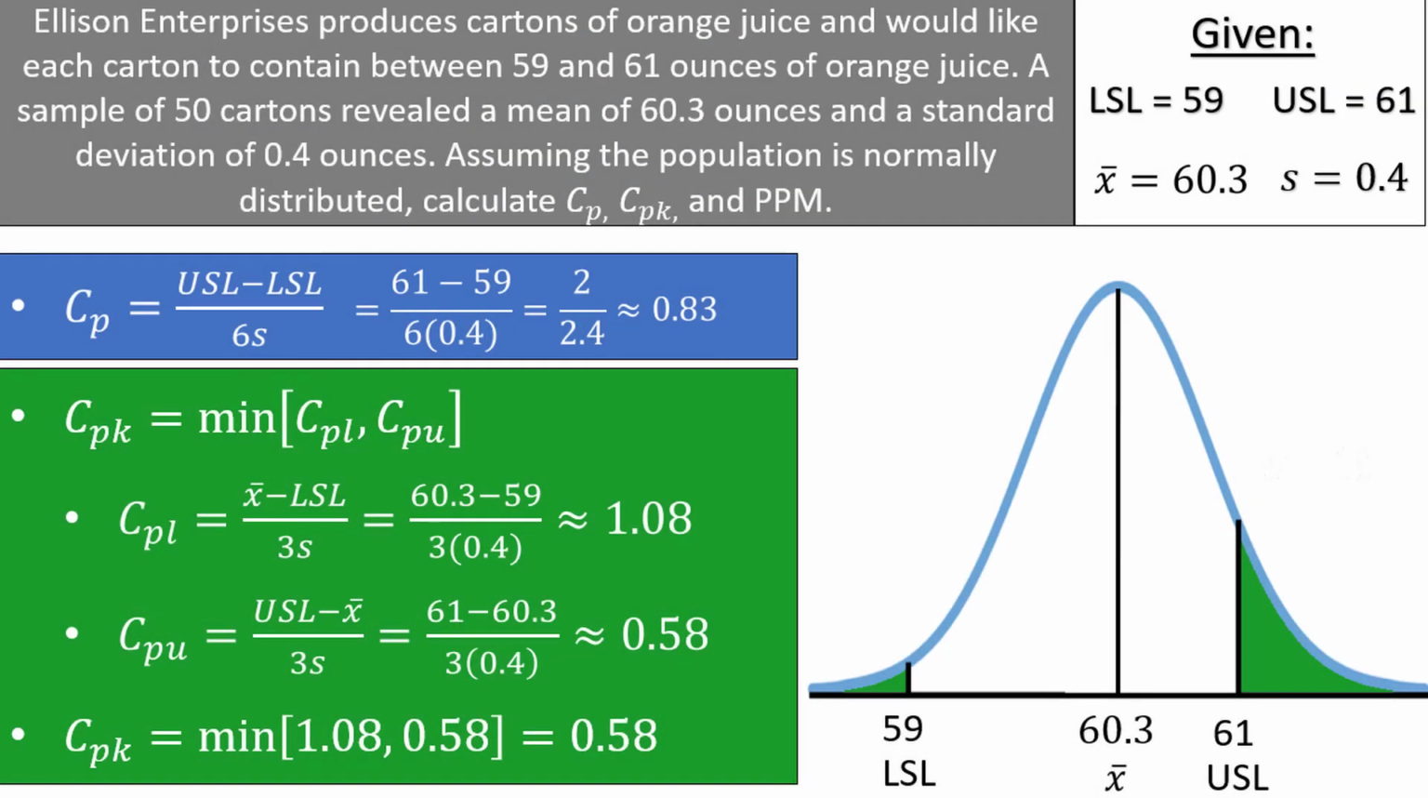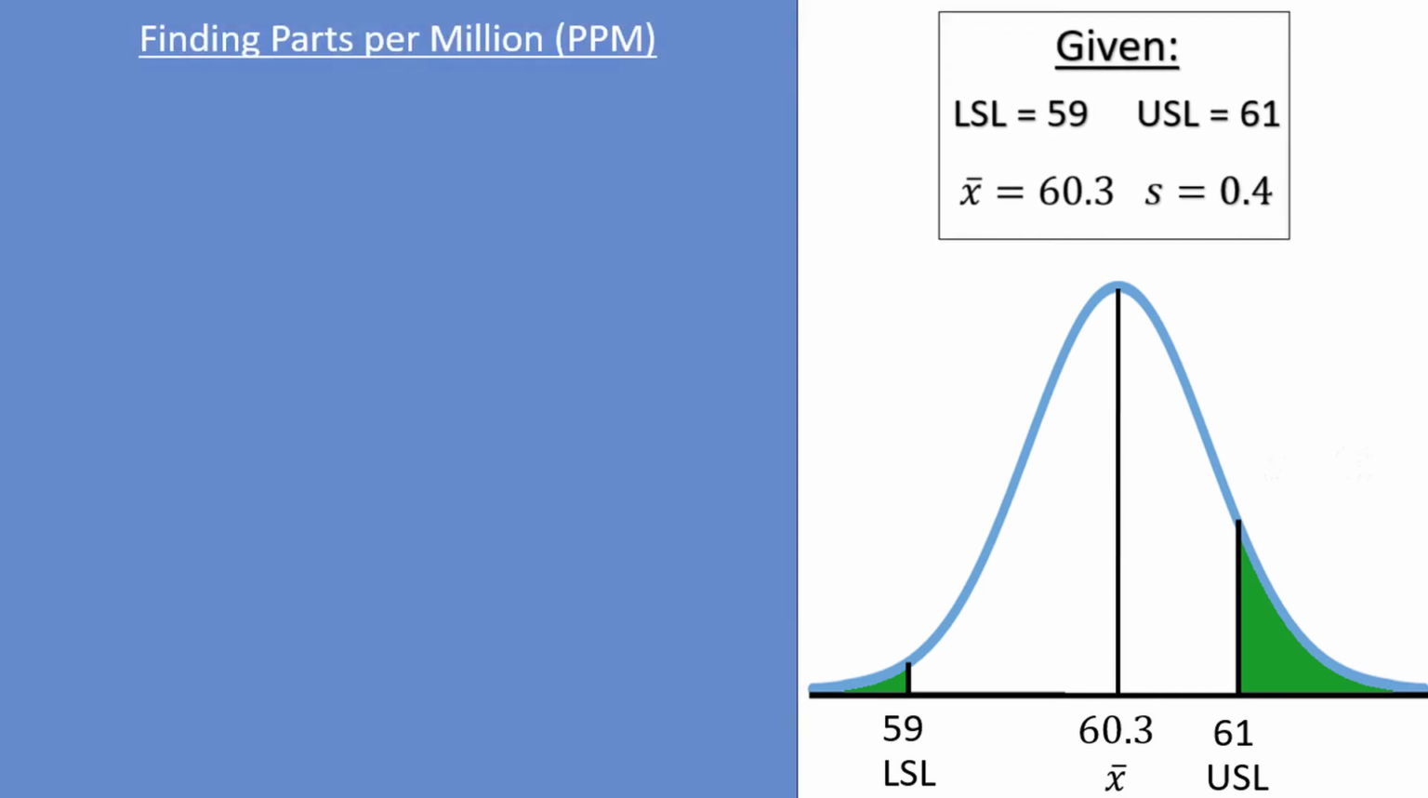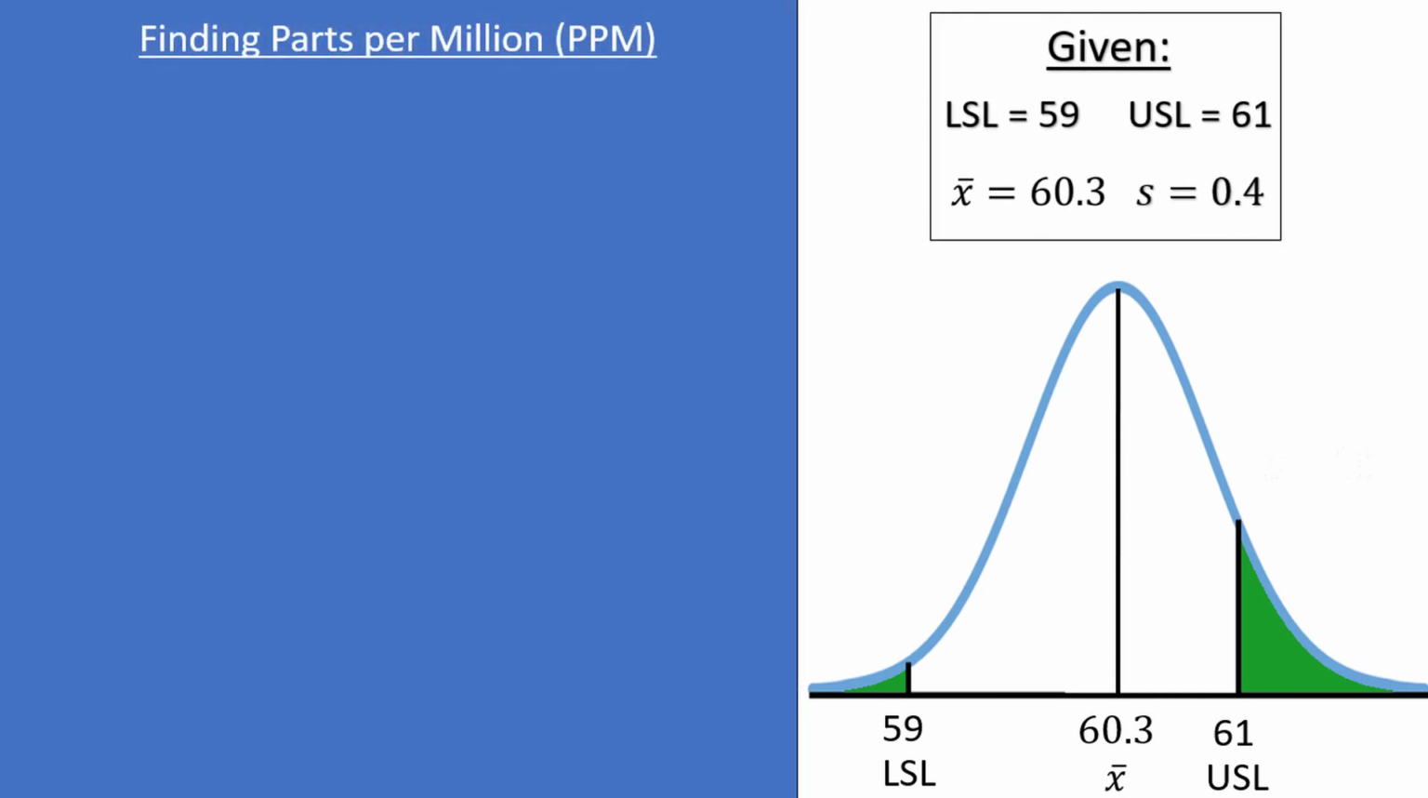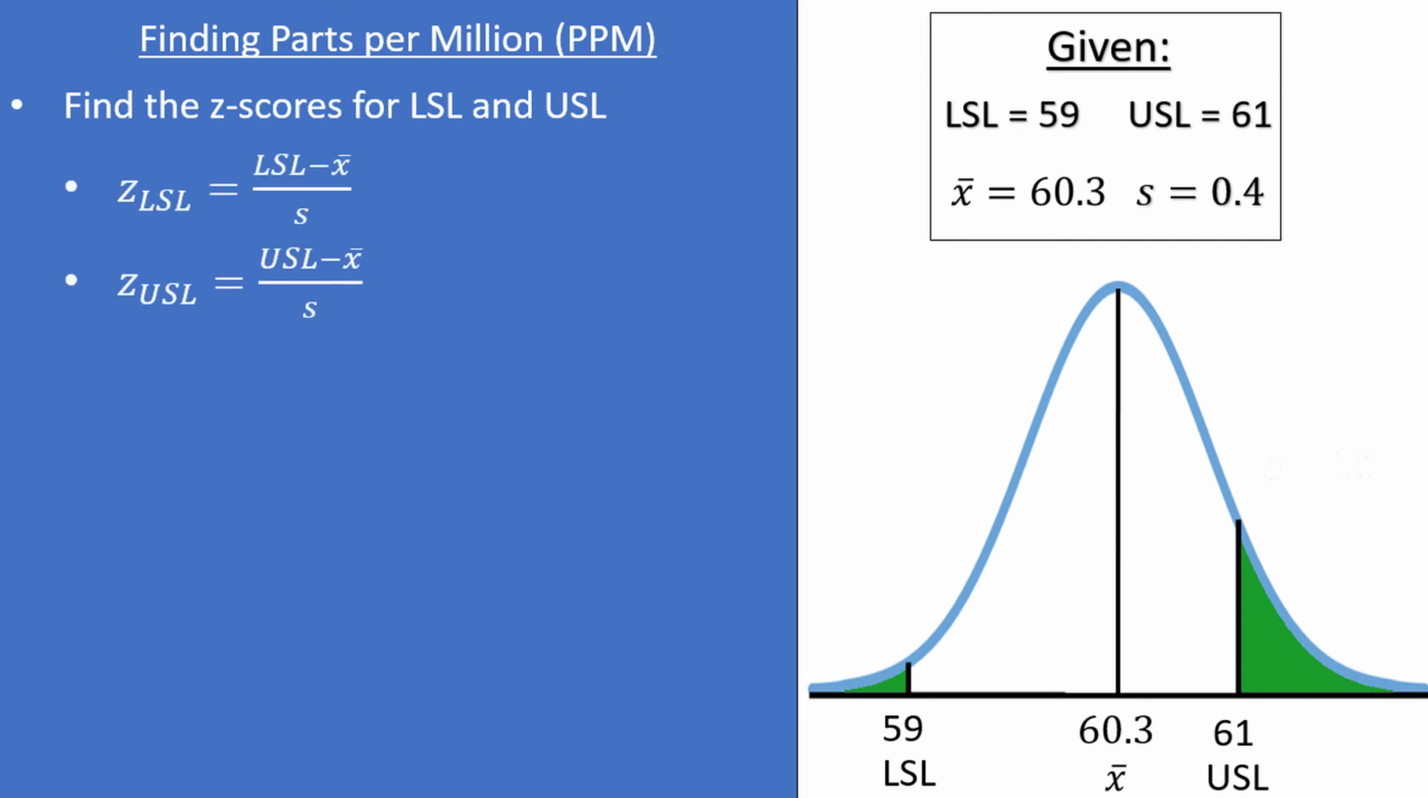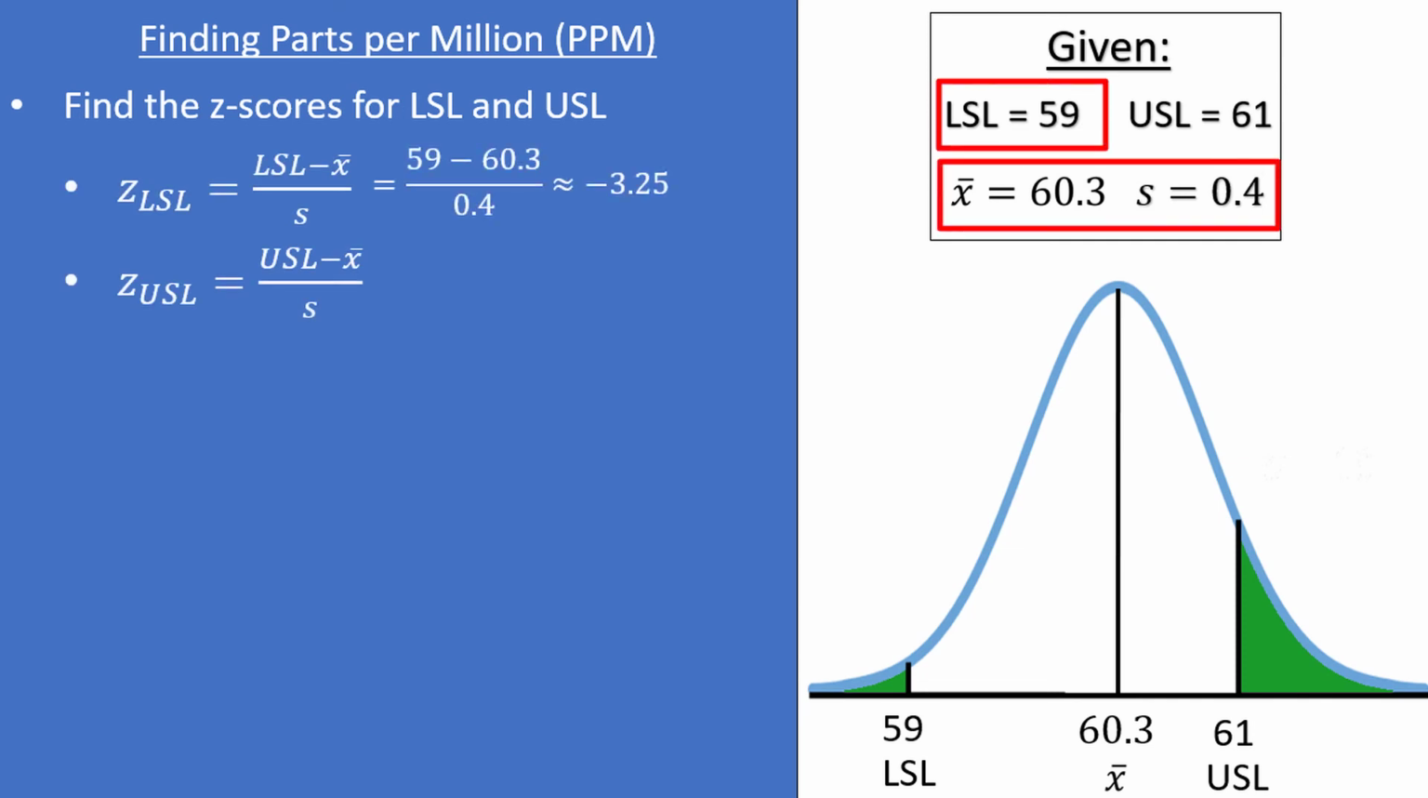To answer that question, we turn to the parts per million, which involves finding the probability of observing a result in either tail of the distribution, outside of the specification limits, and then multiplying by 1 million. To do this, we need to find the z-scores corresponding to the upper and lower specification limits, using these two formulas. The lower z-score is 59 minus 60.3 divided by 0.4, and is equal to negative 3.25. The upper z-score is 61 minus 60.3 divided by 0.4, which is equal to 1.75.